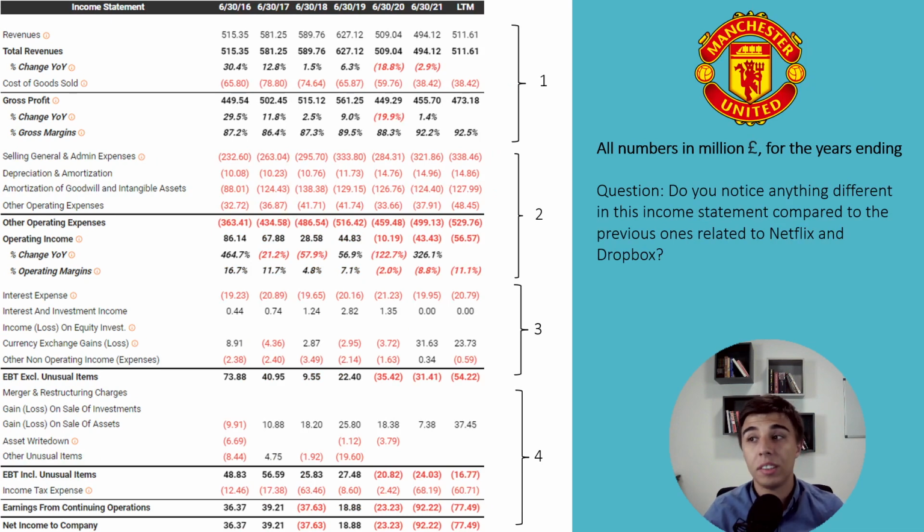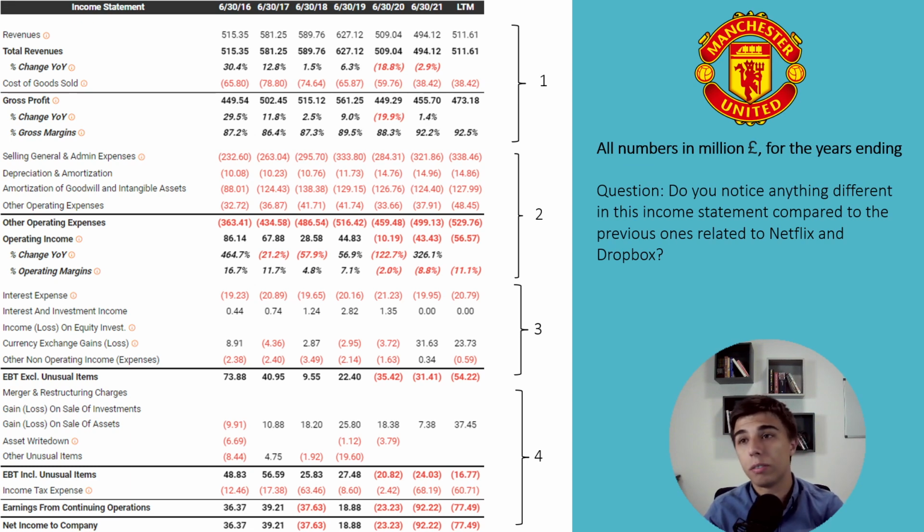Let's take a look at Manchester United. It's a football club. How do we interpret their income statement? And do you notice anything different compared to the previous ones? That's a question, and you can pause the video and try to find some answers on your own and come back in a few seconds.